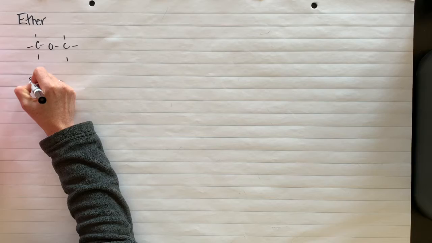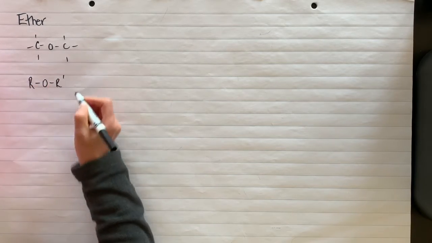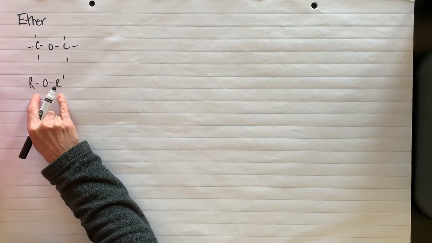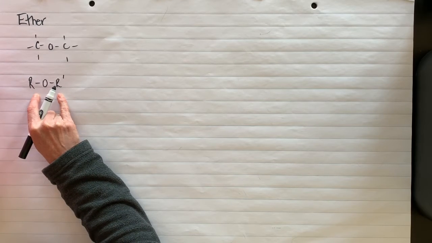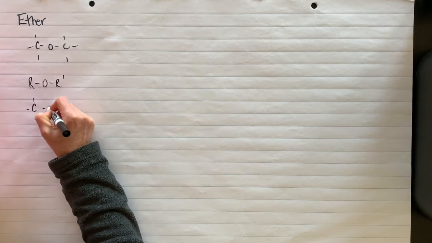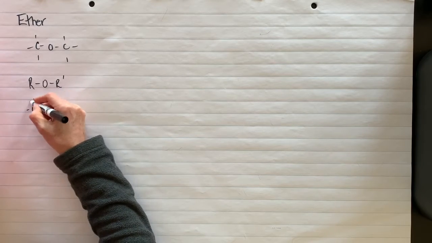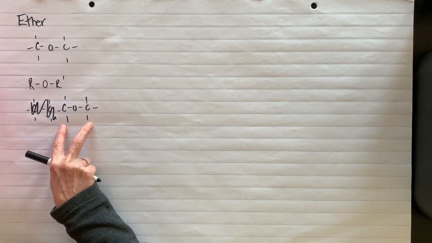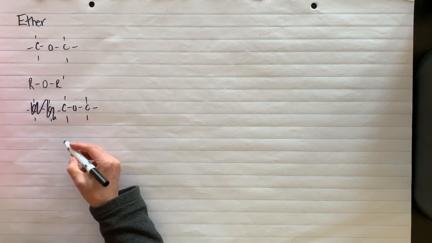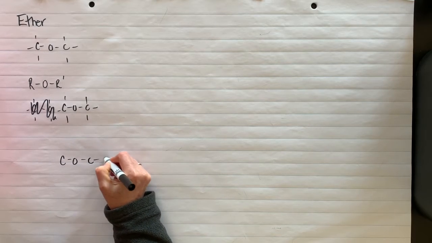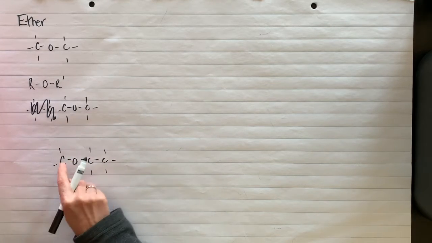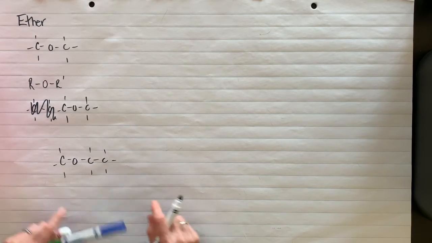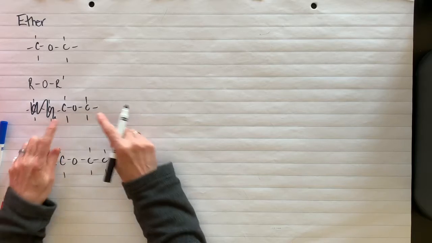When you see ethers drawn, they can draw them R, O, R primed. That simply means the R and the R primed represent different numbering of carbons. So for example, you could have this. In that case, the R's would be the same, or you could have this. In that case, R would represent a methyl group and R primed would represent an ethyl group. The groups off the side can be the same or they can be different.